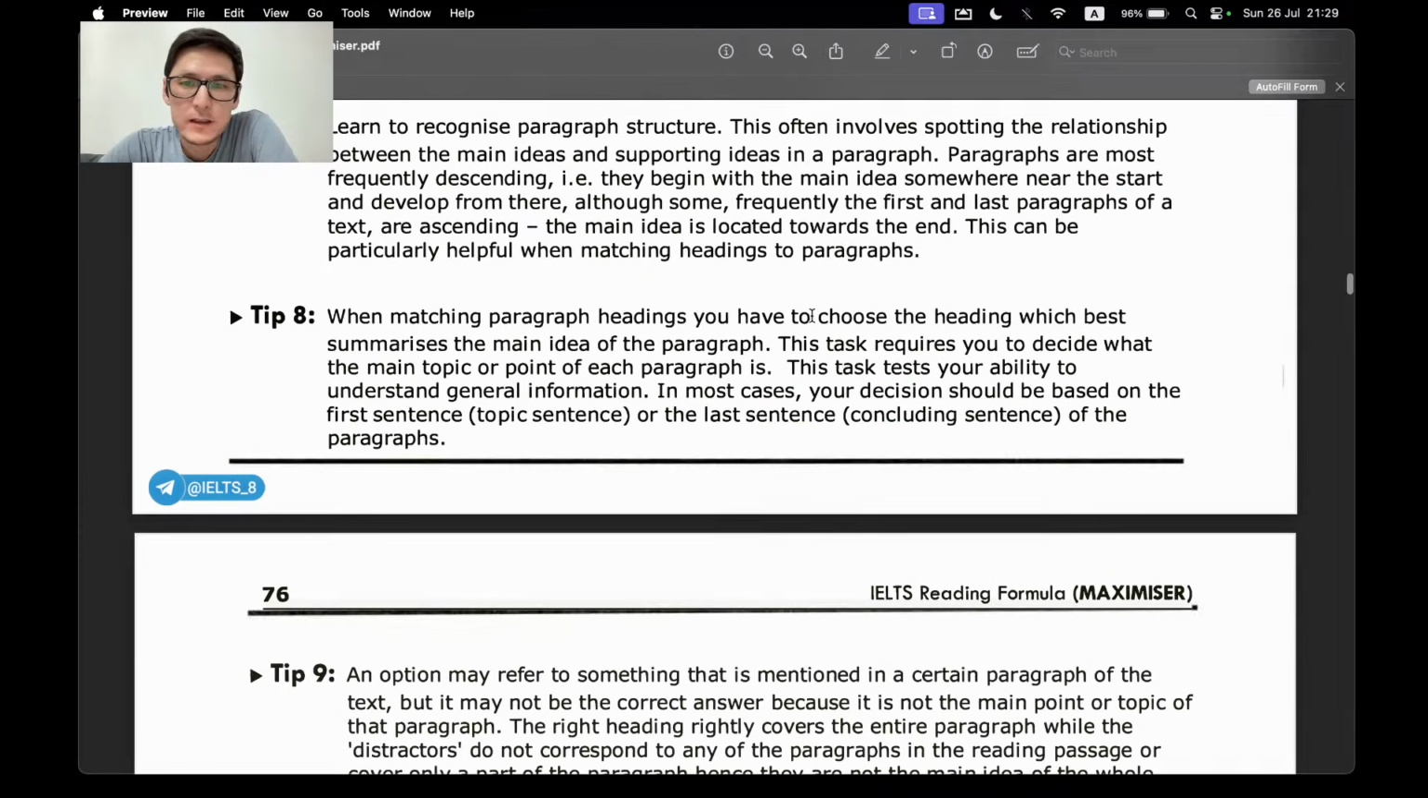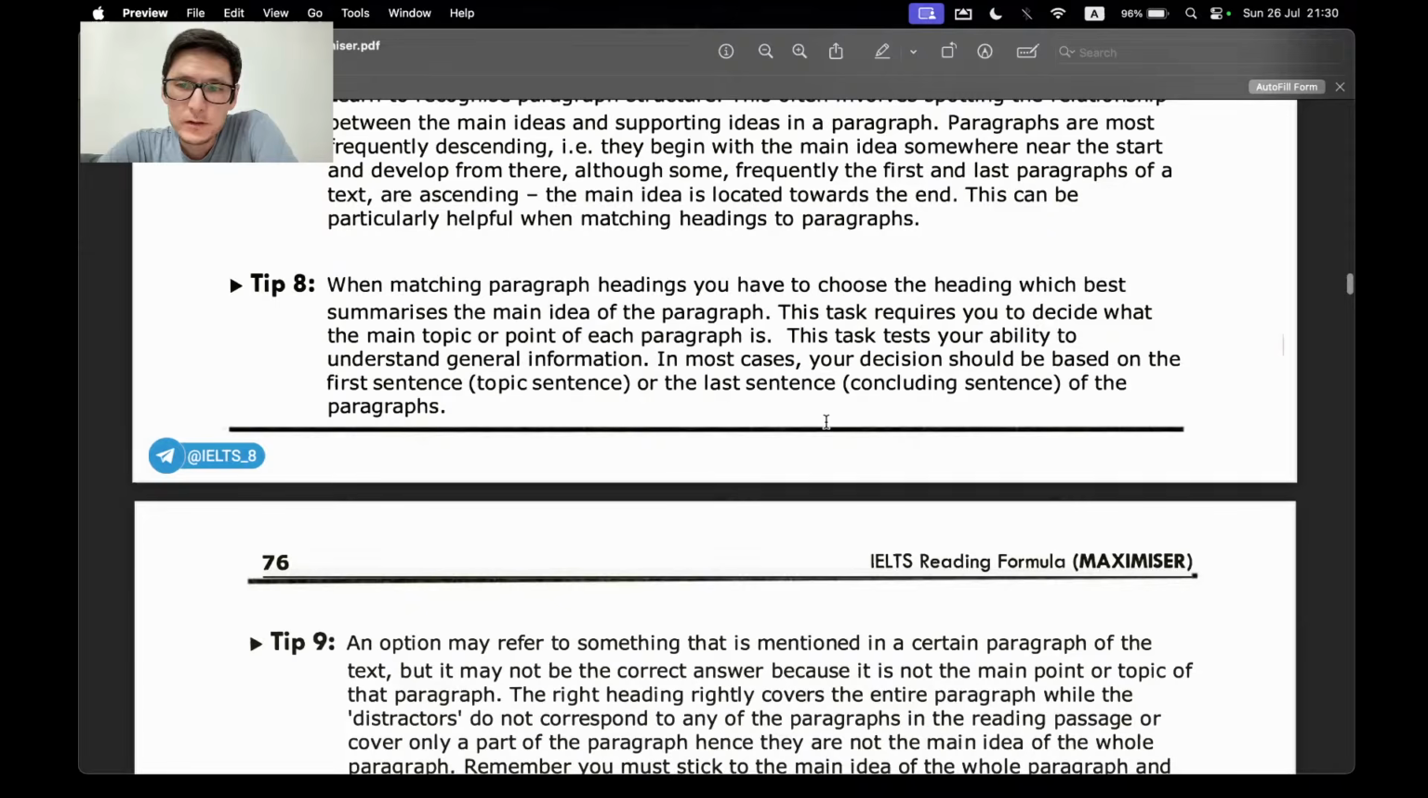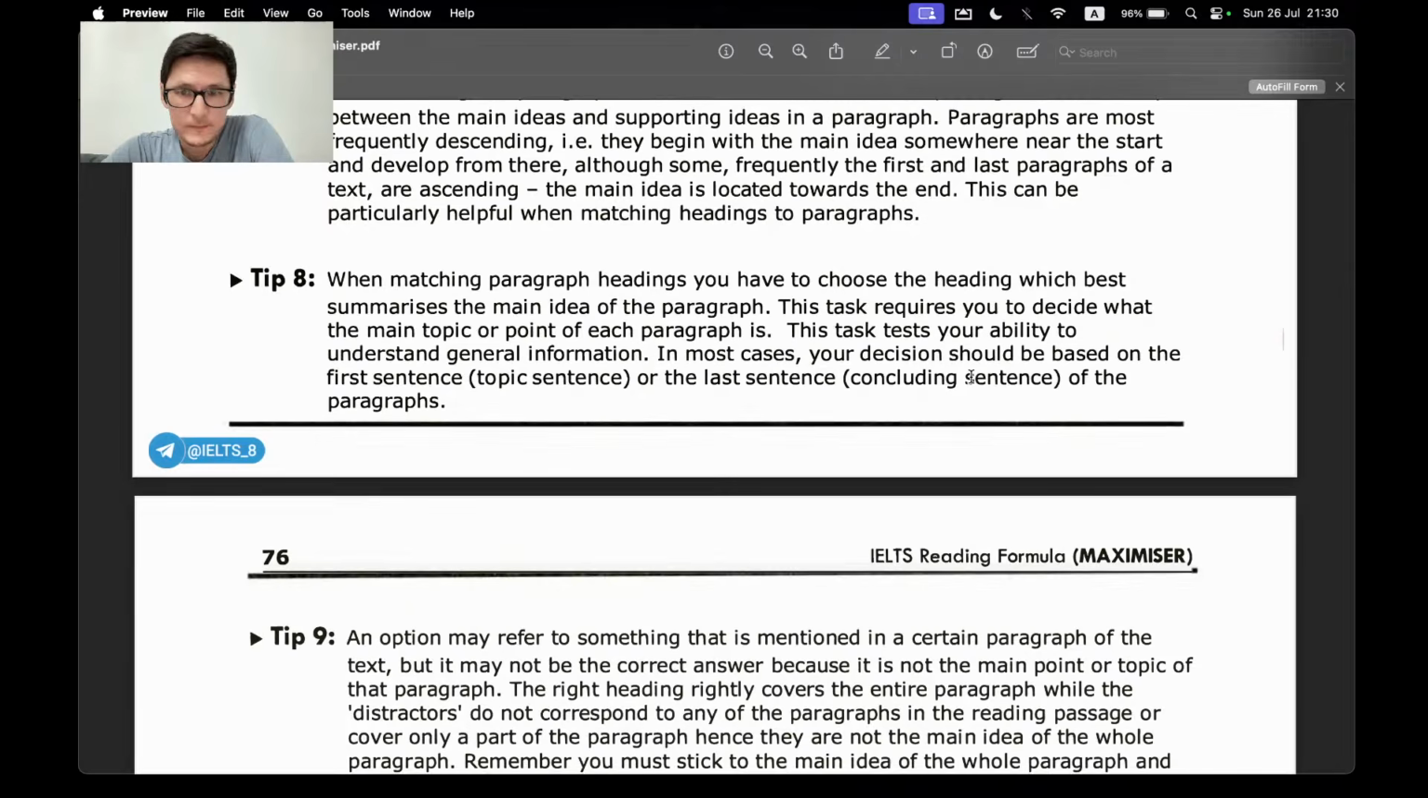When matching paragraph headings, you have to choose the heading which best summarizes the main idea of the paragraph, not the supporting idea. This task requires you to decide the main topic or point of each paragraph. It tests your ability to understand general information. Your decision should be based, in most cases, on the first sentence or the last sentence of the paragraph. So the main idea goes in the first sentence or the last sentence.